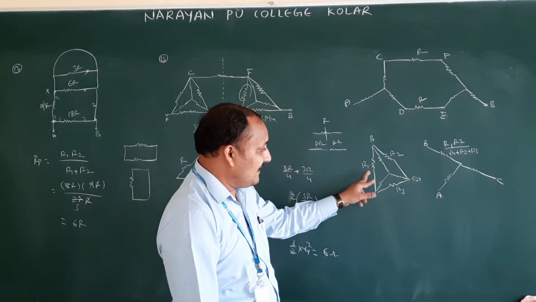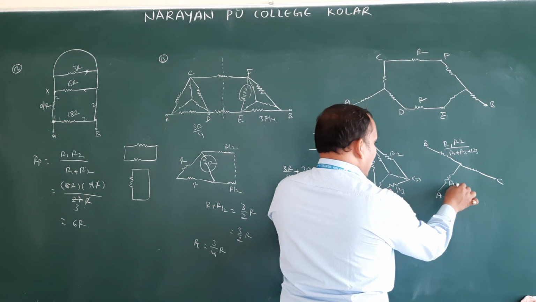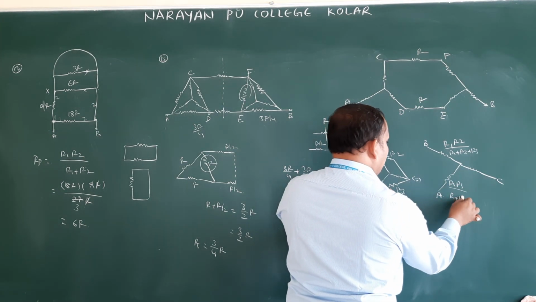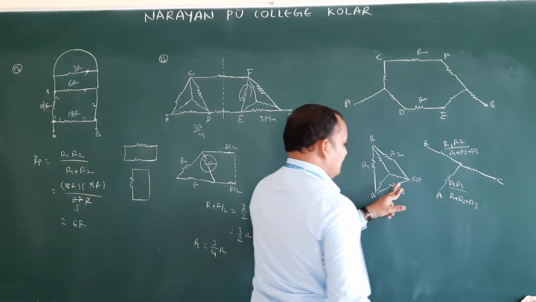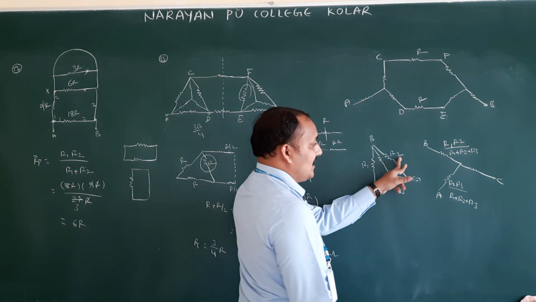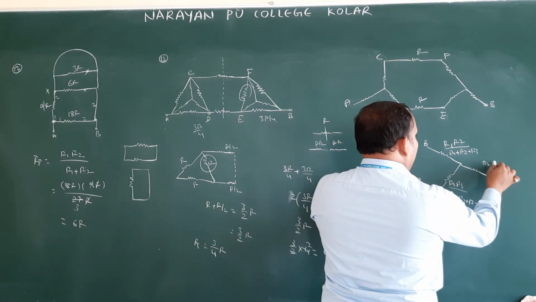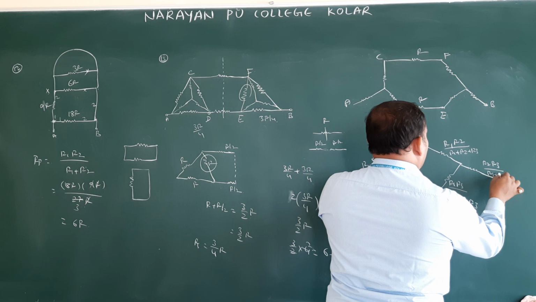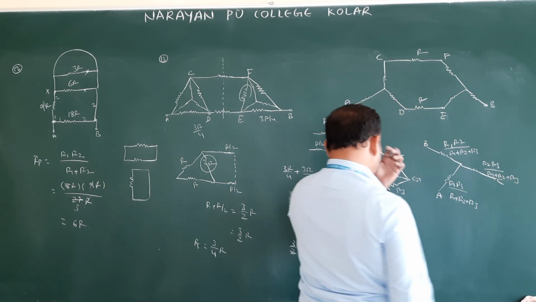So this A is in between R1 and R3. Therefore R1 R3 by R1 plus R2 plus R3. So this C is in between R2 and R3. Therefore this value is going to become R2 R3 by R1 plus R2 plus R3.